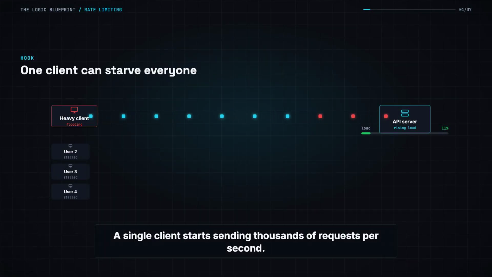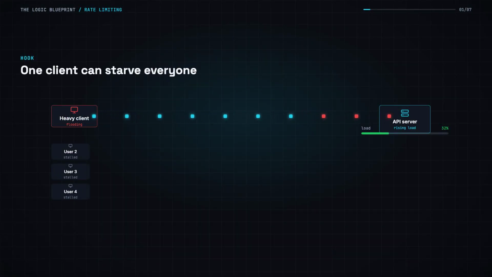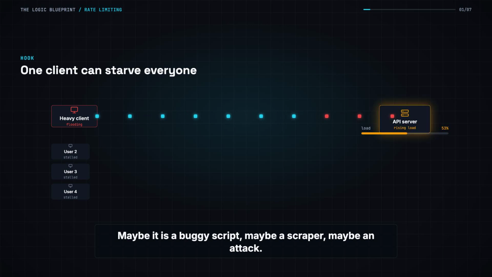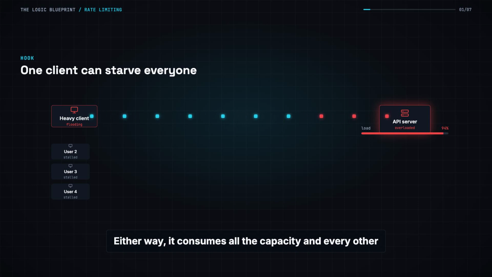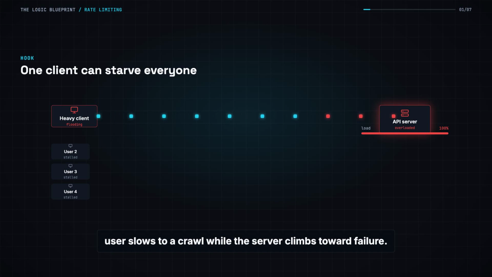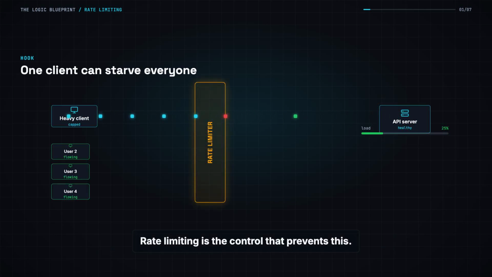A single client starts sending thousands of requests per second. Maybe it is a buggy script, maybe a scraper, maybe an attack. Either way, it consumes all the capacity and every other user slows to a crawl while the server climbs toward failure. Rate limiting is the control that prevents this.